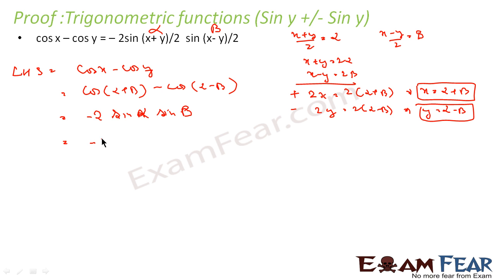So this becomes minus 2 sin alpha, where alpha is equal to (x plus y) by 2, and similarly sin of beta, where beta is nothing but (x minus y) by 2, and this is minus. So we have proved this equation.